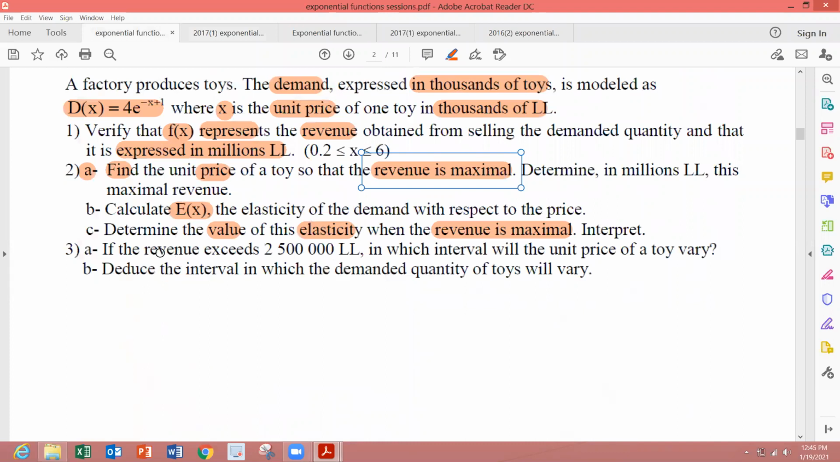Part A. If the revenue exceeds, what's meant by exceeds? Greater than. If the revenue exceeds 2,500,000 Lebanese lira, in which interval will the unit price of a toy vary?